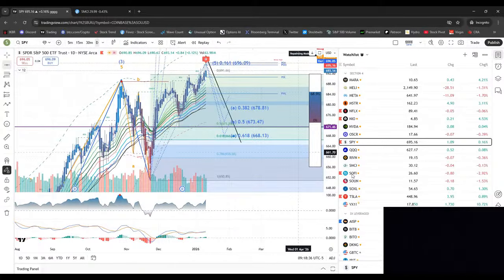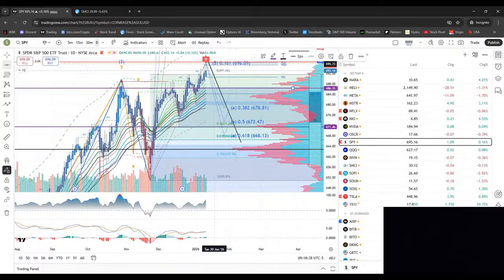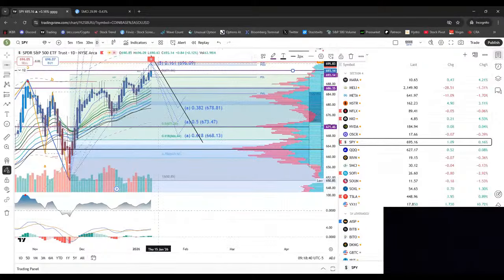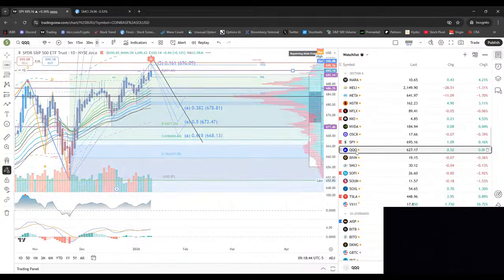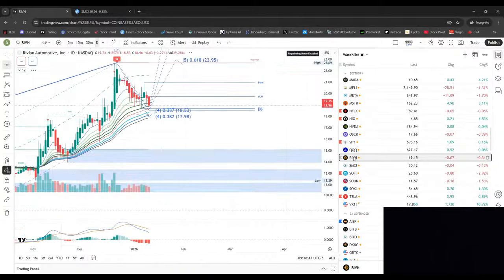Moving forward to SPY, the top is already marked around 700.11. The price will have a retracement. Price target 666.39. QQQ, again, sell-off candidate.